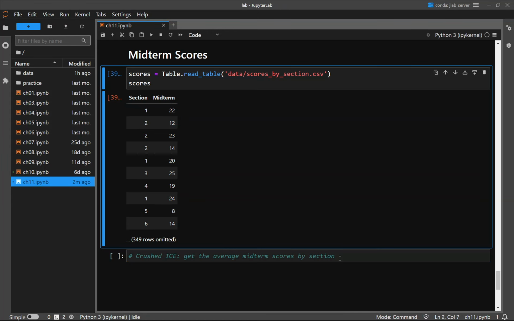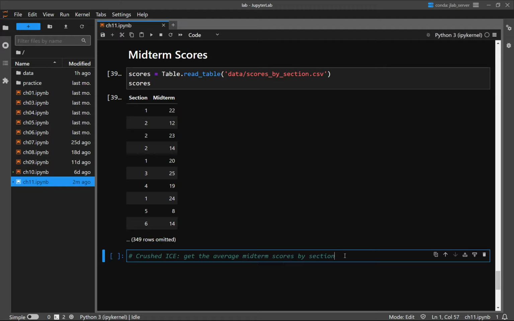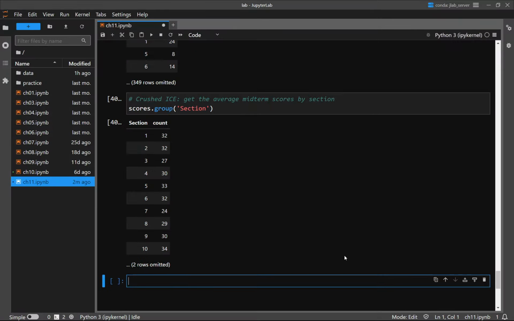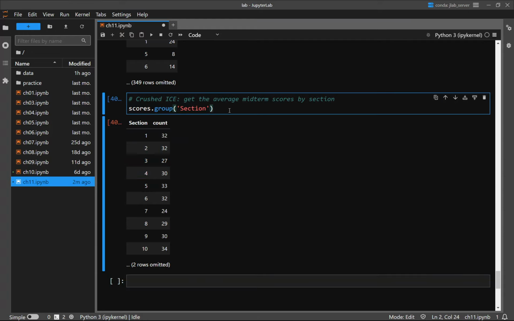So we want to split it by section. What table operation will split? Group. Good. So we want to group our scores. Scores.group by section. And by default, it's going to give you how many were in each section. So like 32 in section 1, 32 in section 2. Sometimes there's more, sometimes there's less. There are only 27 students in section 3. And if you want to see the whole darn thing, you say .show.